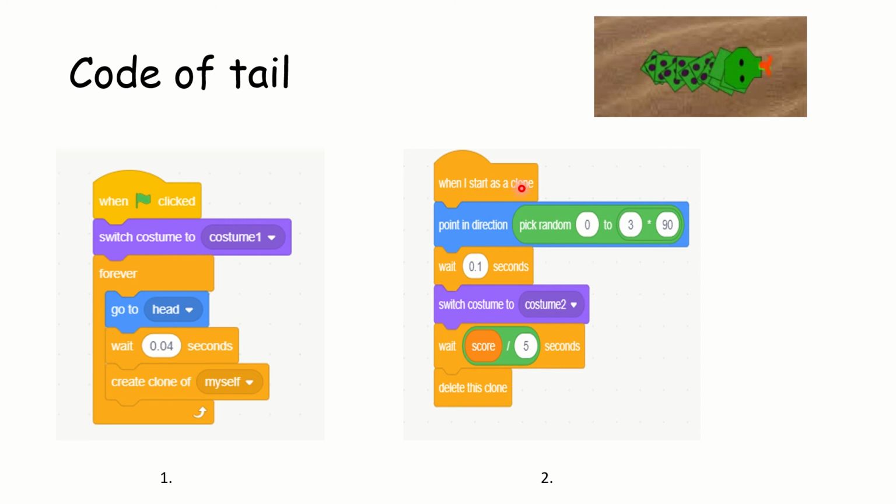So when I start as a clone, I'll pick a random, you can see that here, and then I'll start waiting. We need to go to the next costume. You can see that the first is a green block, and then I have a darker block there. So it is the next costume.